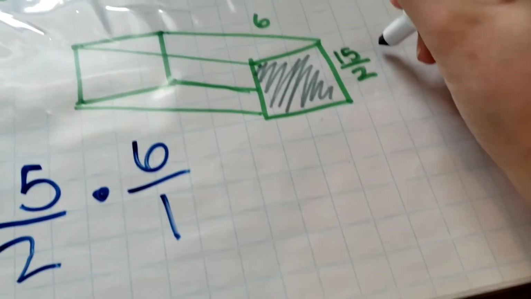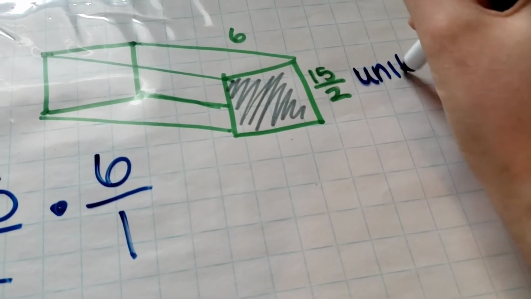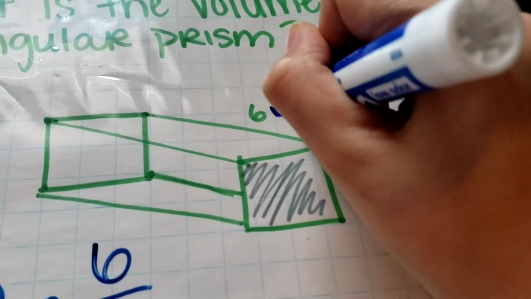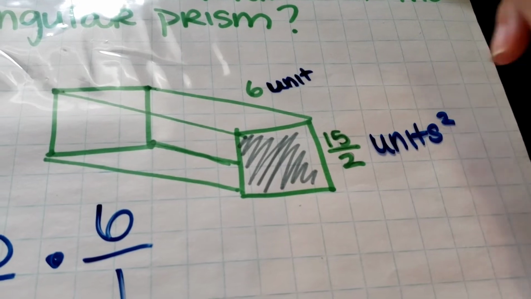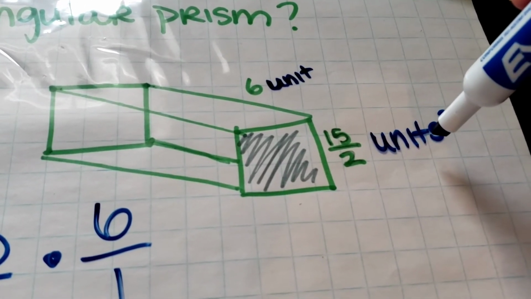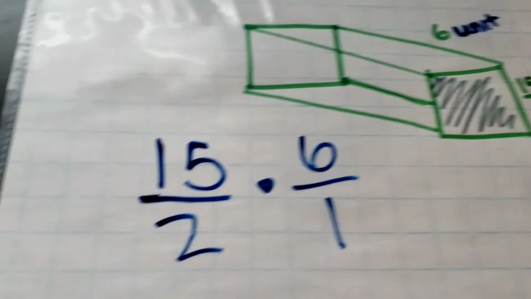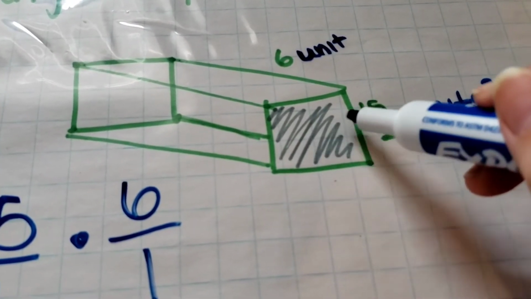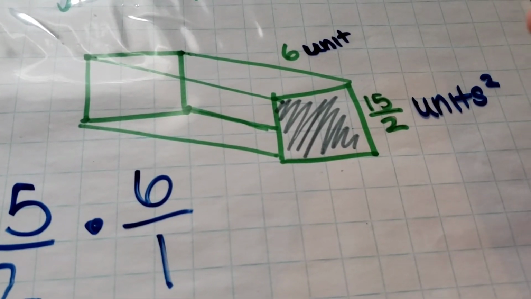Remember, this will be whatever the unit is squared. So this will be units squared. And this will just be the unit. So whether it be centimeters, this would be centimeters squared. If this is feet, this will be feet squared. If this is inches, inches squared, so on and so forth, okay? Because this, remember, is 2 of the dimensions being multiplied together already, okay?